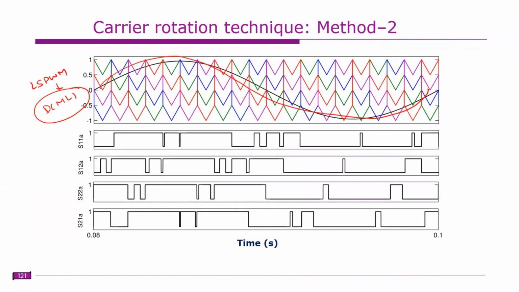Sir, can you explain the practical implementation of this carrier rotation technique? What is practical implementation in the sense? Practically, how can the carrier be rotated for each cycle? Yeah, we have some digital control techniques, like dSPACE or other control techniques. With these we can easily implement these things. We have some selective switch, for example.